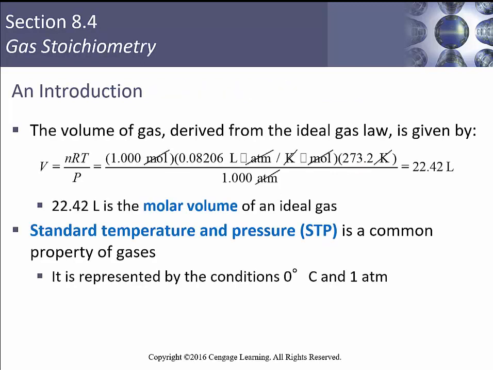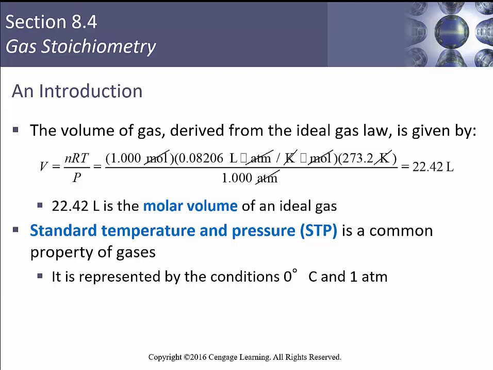We begin our discussion about gas phase stoichiometry. We're looking at the volume of an ideal gas. So the volume of a gas, as derived from the ideal gas law, for 1 mole of gas, we're going to solve for V, so the volume will be equal to n, the number of moles of gas, times R, the ideal gas constant, times the temperature in Kelvin, divided by the pressure.